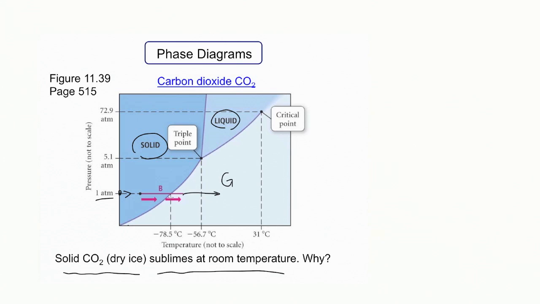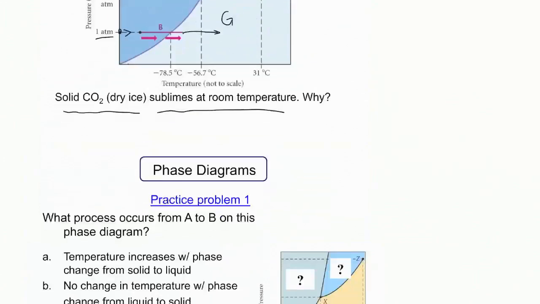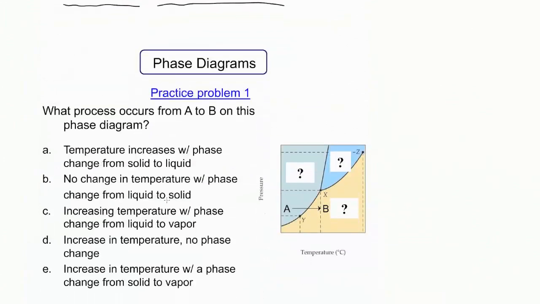See, the phase diagram can tell us some important properties of the materials you are studying. Okay, and so that is how useful the phase diagram is to our science. So this is carbon dioxide. Now let's do some practice. Practice problem 1. Okay, let's do this together.